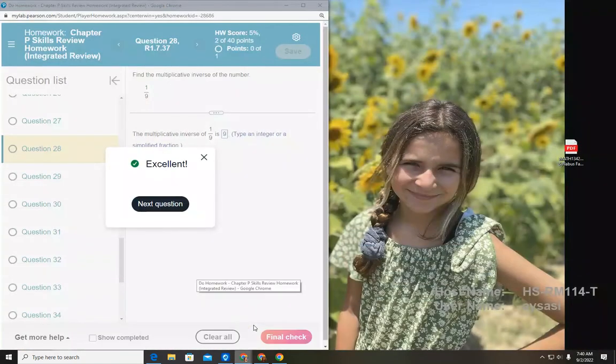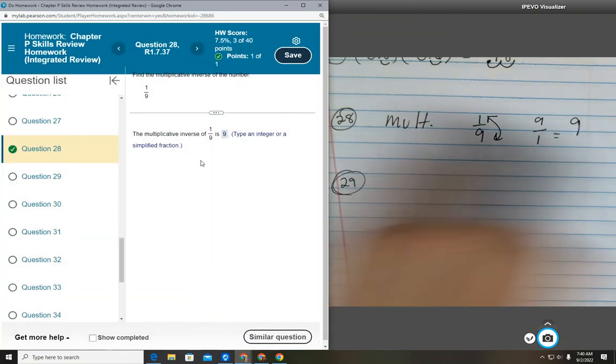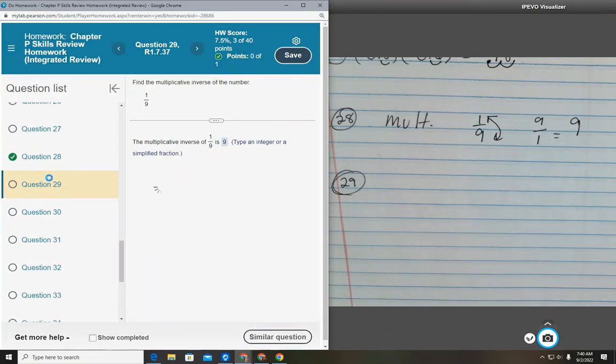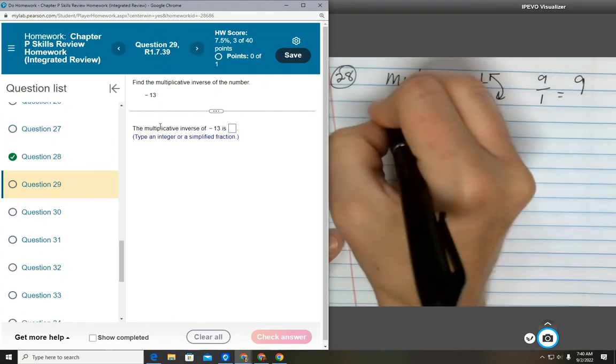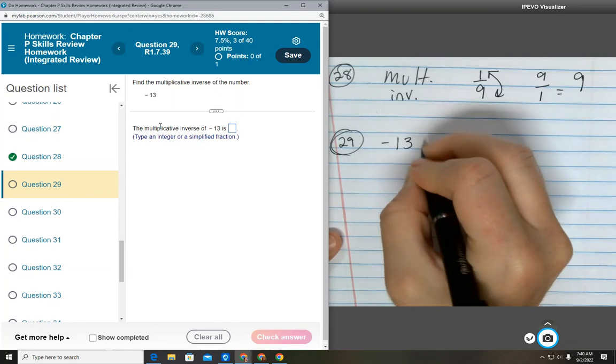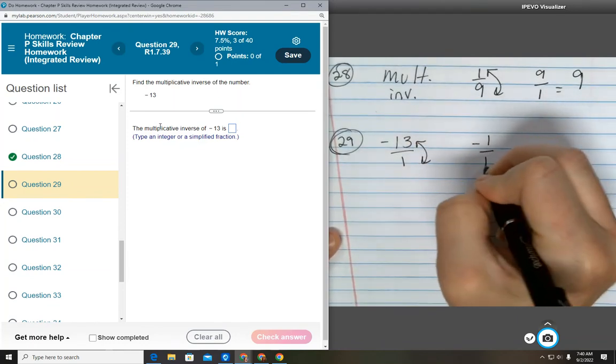Okay, let me get back to it. All right. So it's just the number. I guess you don't have to do over 1. Multiplicative inverse of negative 13: you would put that over 1 and then flip it. So it'd be negative 1 over 13.